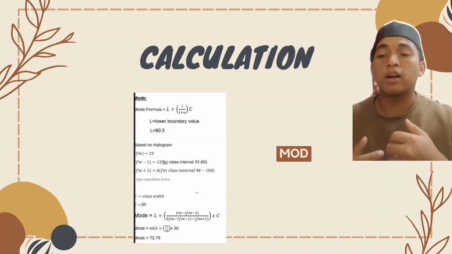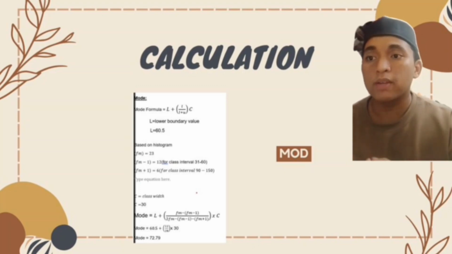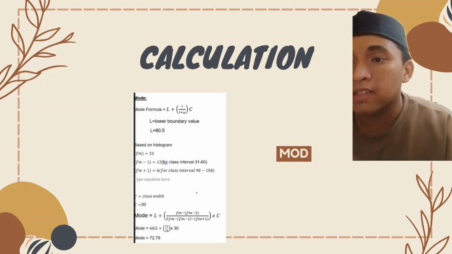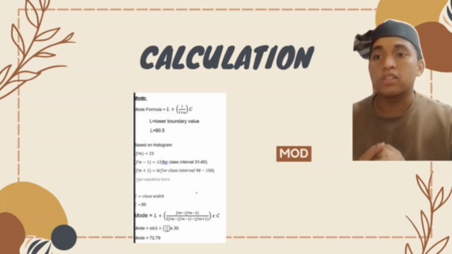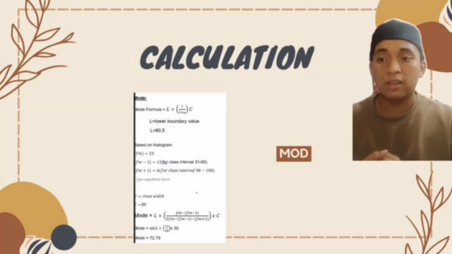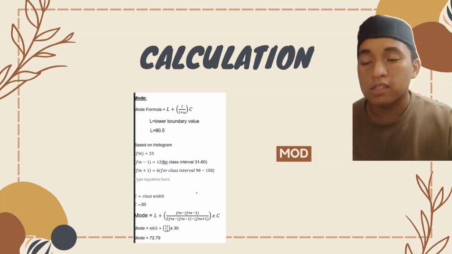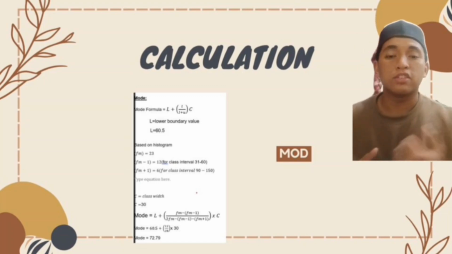And then last but not least, the mode. The formula that we had is L plus (D1 over D1 plus D2) times C, where L is the lower boundary and C is the class width, which is 30, and the answer is 72.79. That's the calculation. Next, the histogram.